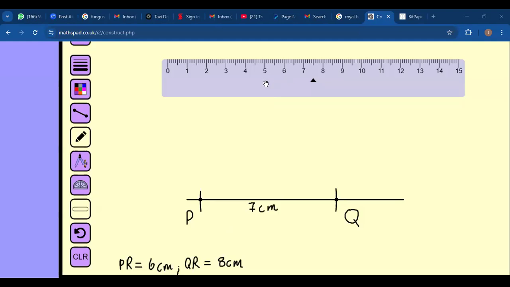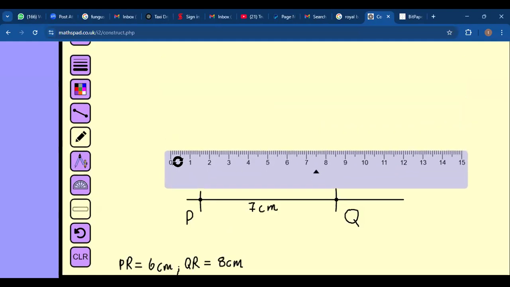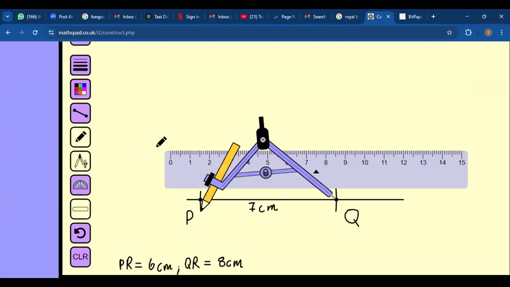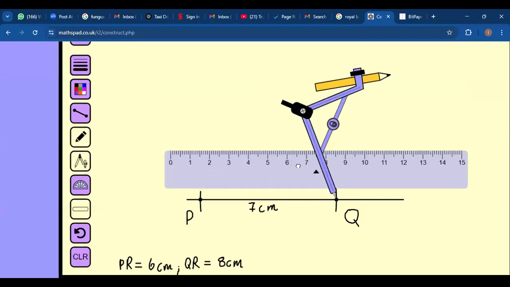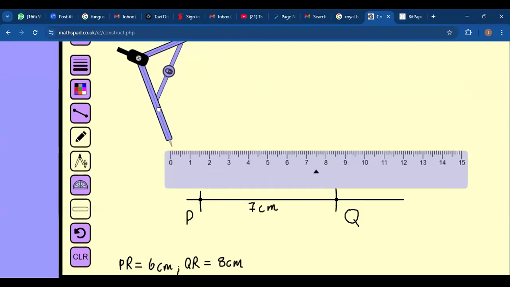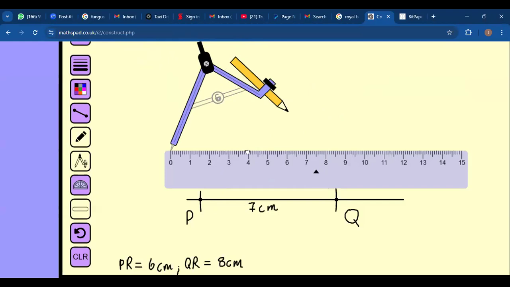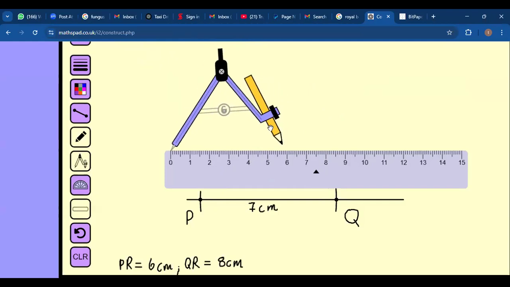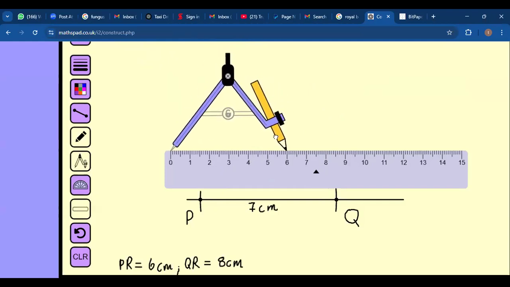That means that we're still going to use our ruler. Please use your ruler and your compass in this case. When you use your ruler, remember, PR is 6 centimeters. So we have to draw out 6 centimeters. It's going to come down here. We're going to draw out 6 centimeters right there.